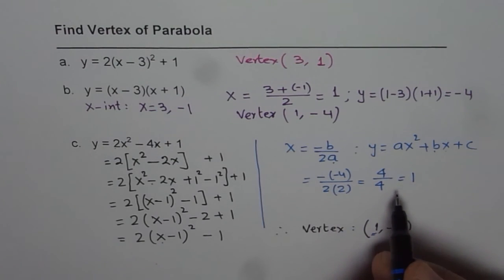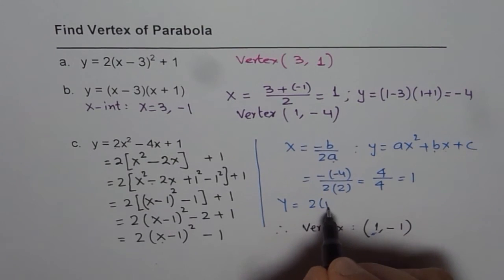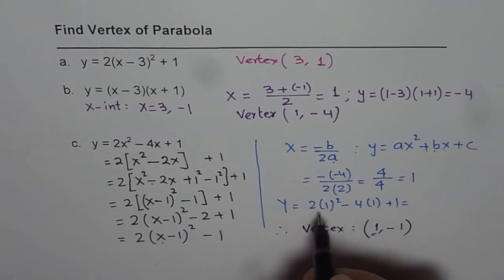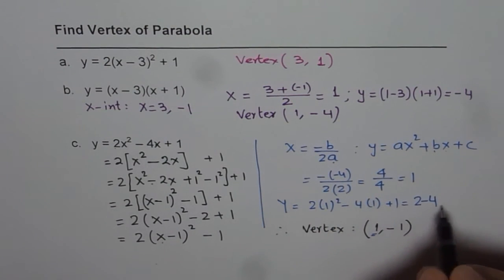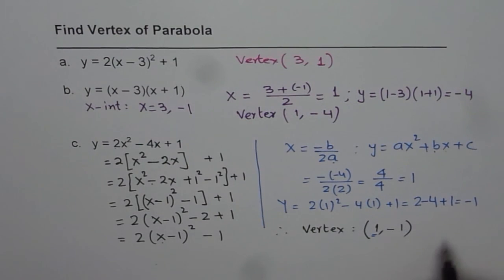To find the y value, substitute the x value. So we get y equals 2 times 1 squared minus 4 times 1 plus 1. 2 times 1 squared is 2, minus 4 times 1 is minus 4, plus 1. That gives you minus 1. So we get the y value. So the vertex is (1, minus 1). So that is kind of a shortcut method for the same thing.